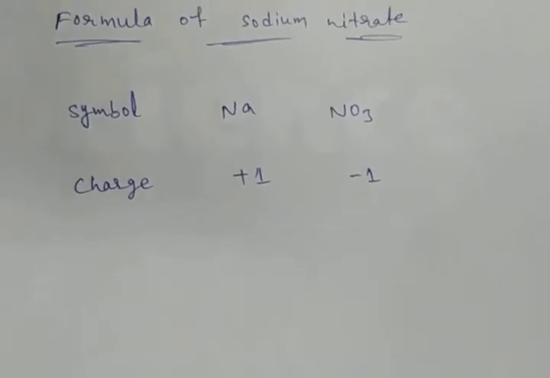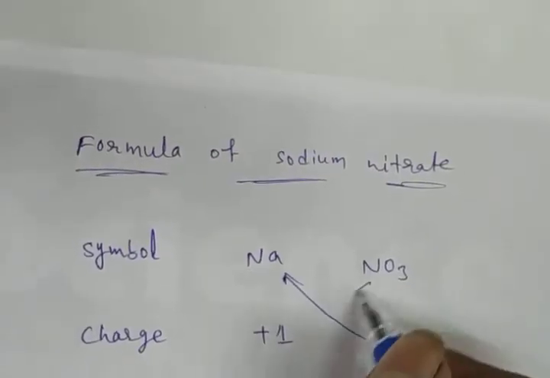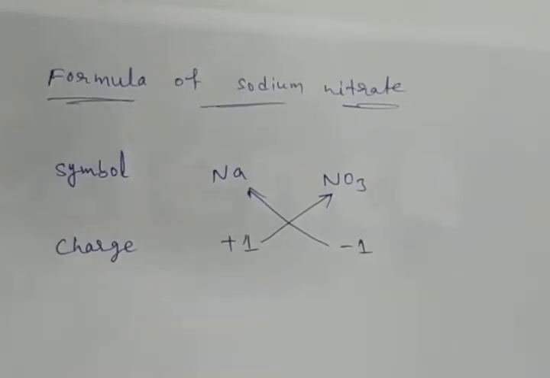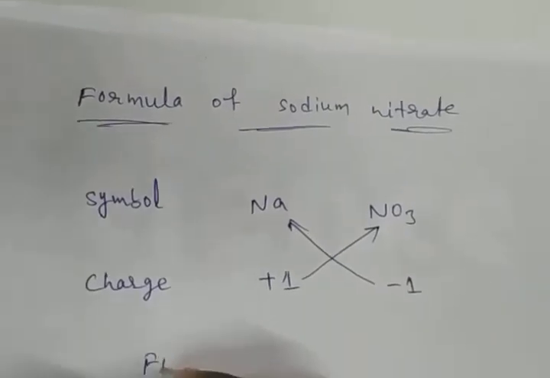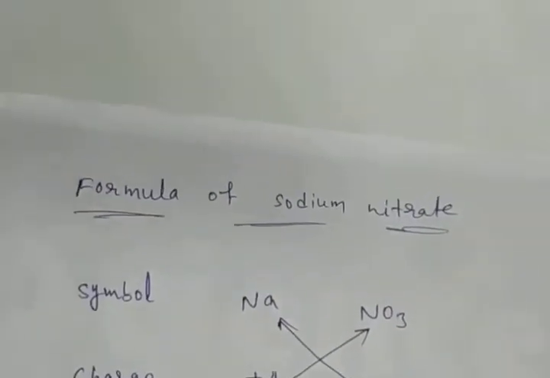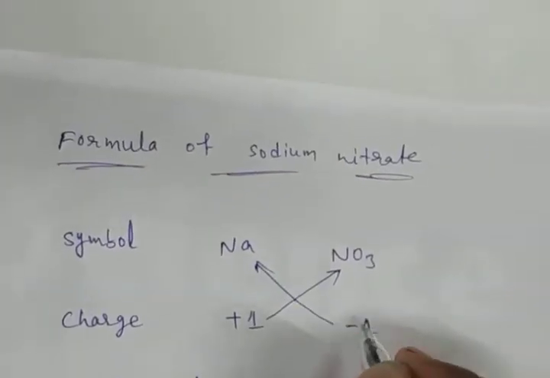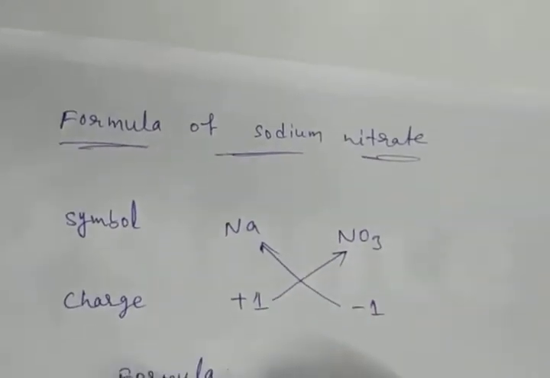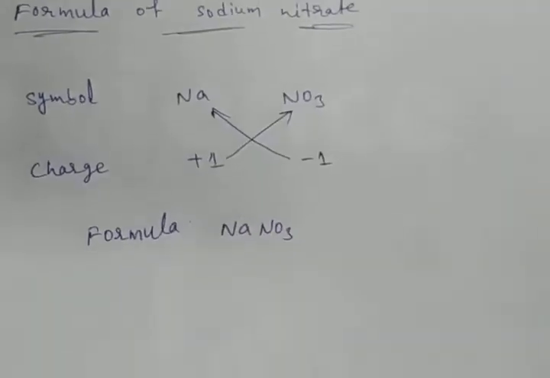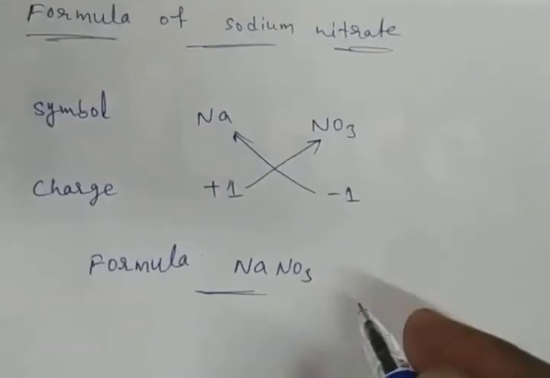Okay, now crisscross. Symbol and charge. What is the formula? Now we have to write the formula. Na, how many Na? 1. How many nitrate? 1. So Na1 and NO3 also 1. So this is the formula of sodium nitrate.